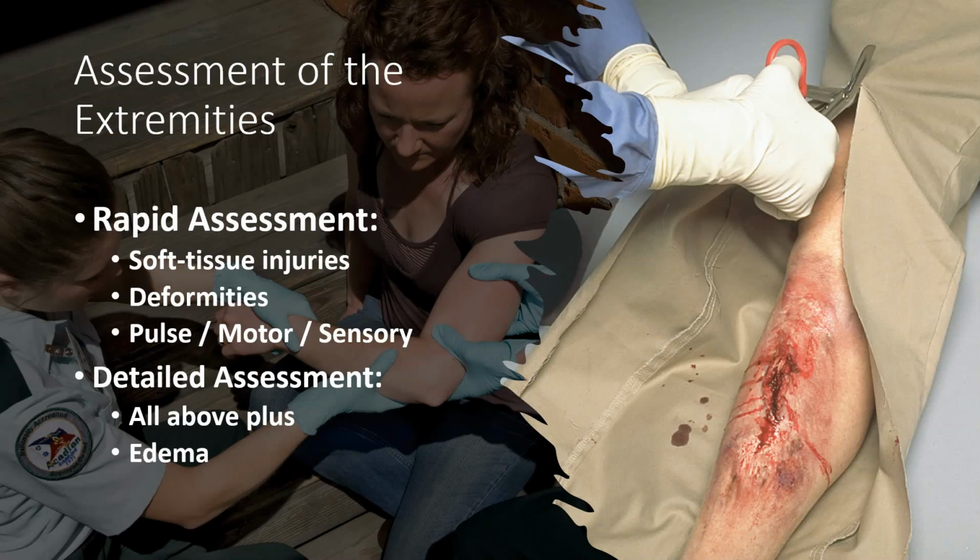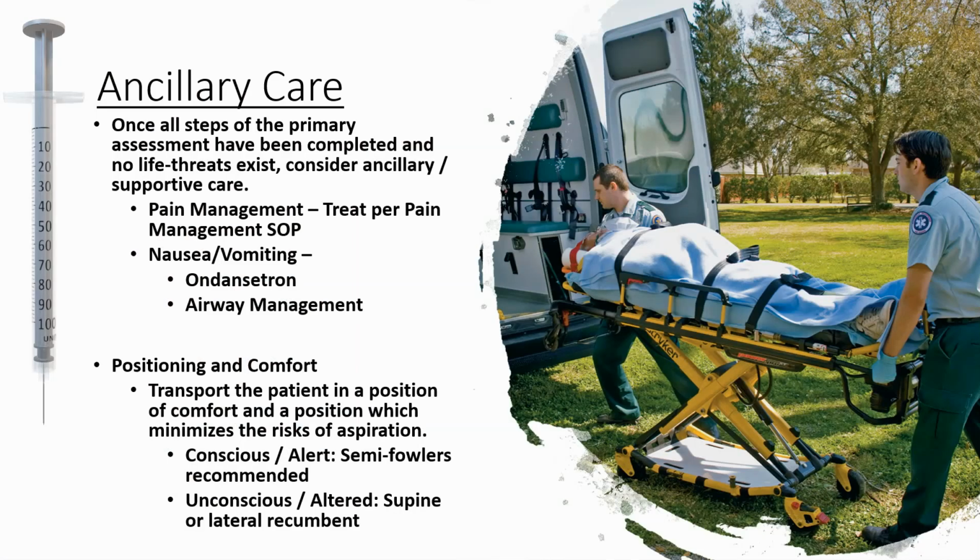Looking then at extremities, pulse motor sensory is probably the most important thing. We want to identify if they have good distal circulation beyond the point of any types of injuries. We're also identifying potential signs of compartment syndrome or anything else, but more often than not, it's going to be simple soft tissue or musculoskeletal injuries. And again, we just want to identify that they have that good circulation beyond the point.